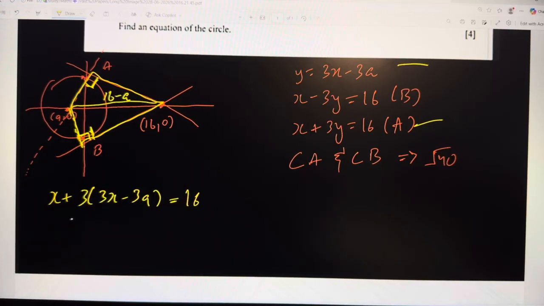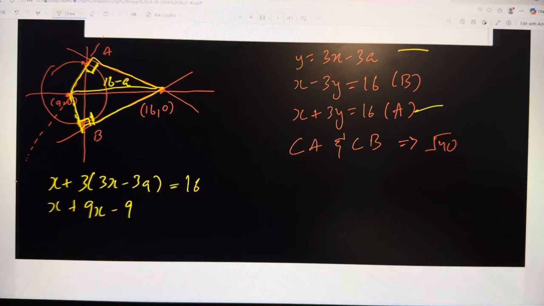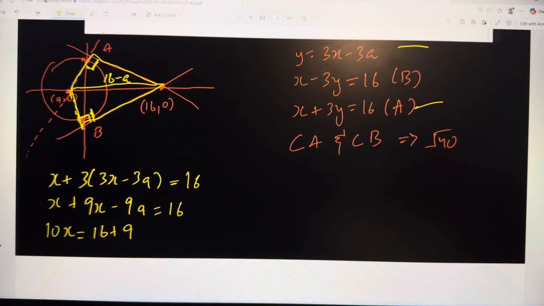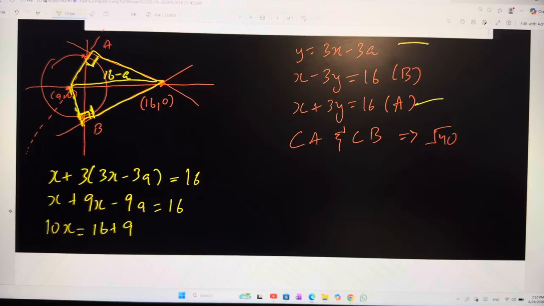So x plus 9x minus 9a is equal to 16. Okay, so 10x is equal to 16 plus 9a. Okay, we have this, and then we can write it as x is equal to (16 plus 9a) upon 10. So this is the x coordinate of point A.